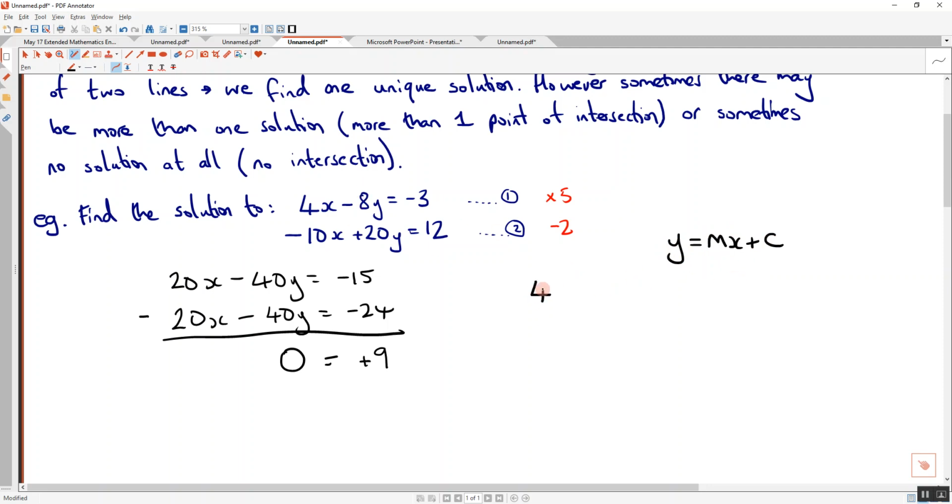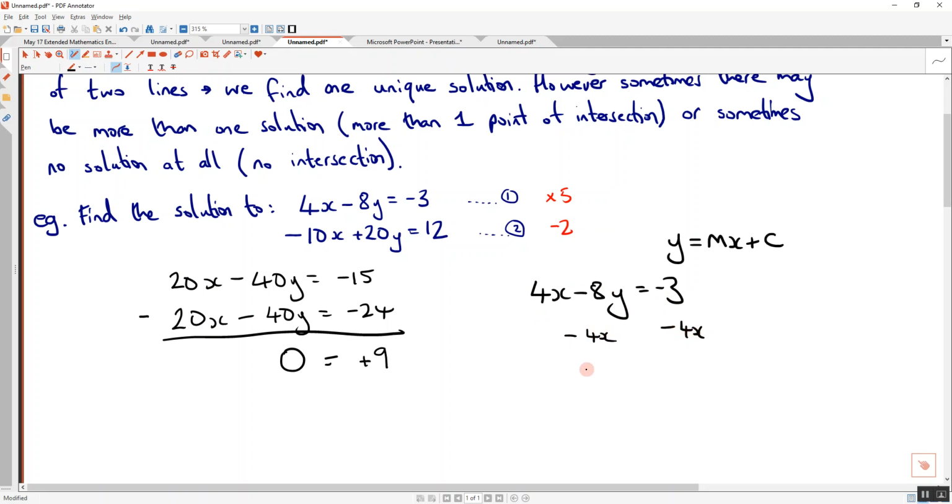If I've got 4x minus 8y equals -3, so let's put this into this form. How can I rearrange this to make it y equals? What's the first thing I can do? Come on, everyone should be participating. What's the first thing I can do to make this y equals? Subtract the 4x. Okay, I can do that.